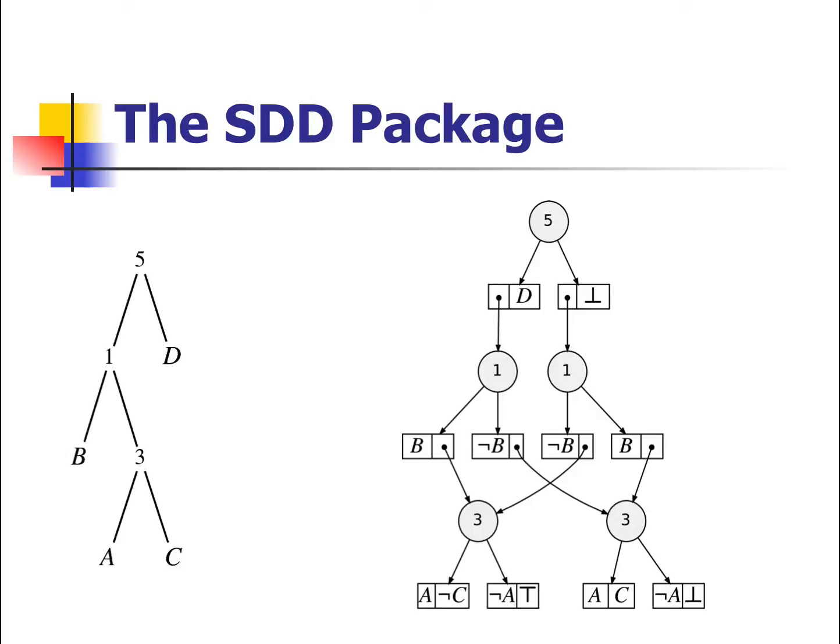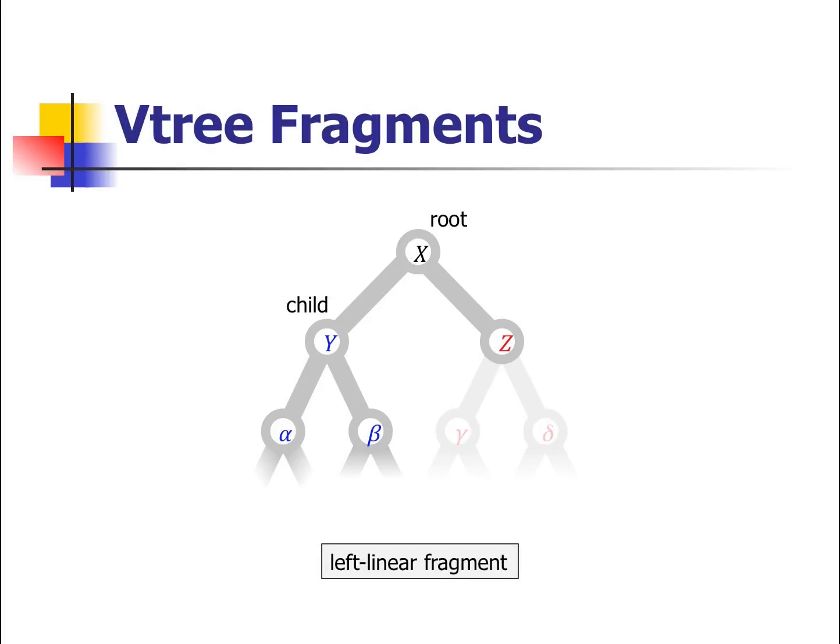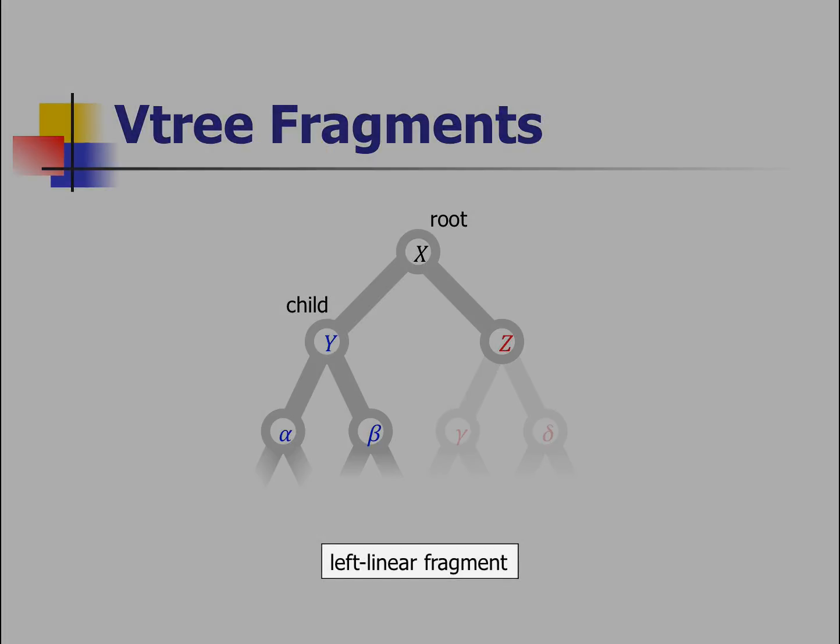So now we're almost ready to start talking about the actual Vtree search algorithm, whose goal is to try to minimize the size of the corresponding SDD. But for this, I need one more abstraction, which is called the fragment abstraction, which makes it even easier to implement the search algorithm, which, as you'll see, we'll be able to explain on one slide once we have introduced the notion of a fragment. A fragment is a portion of a Vtree. Here's what we call a left linear fragment. There are two types, left linear fragments and right linear fragments.